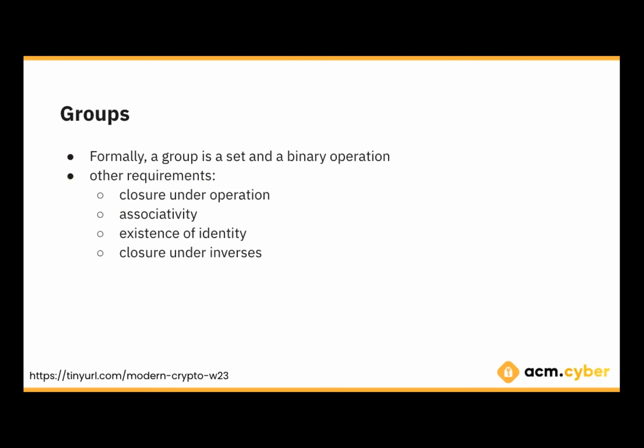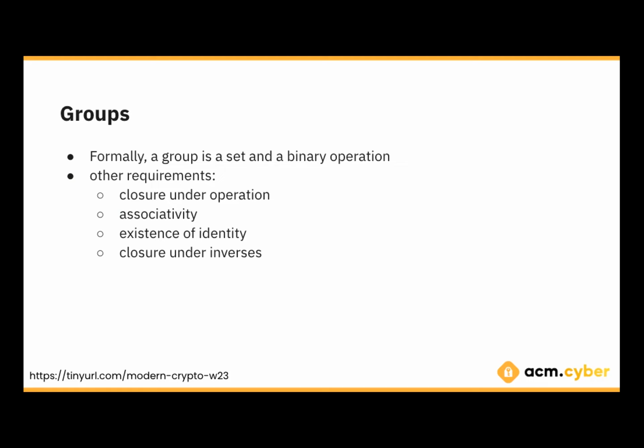Some others are associativity. So this is like A operation B operation C is equal to, if you put parentheses around the first two, or if you put parentheses around the second two, they're equal. There's also the existence of identity, which means that there exists something where if you do an operation on that something and something else, you get that something else back. So for example, if you have addition, 0 is the identity because anything plus 0 equals itself. If you have multiplication, 1 is the identity because anything times 1 gives itself.